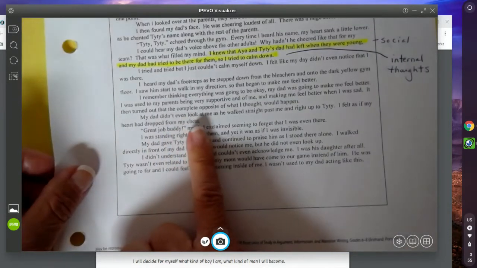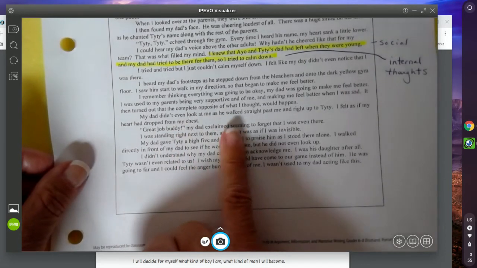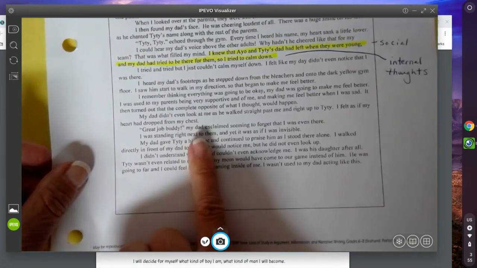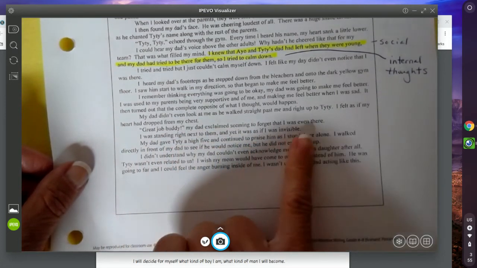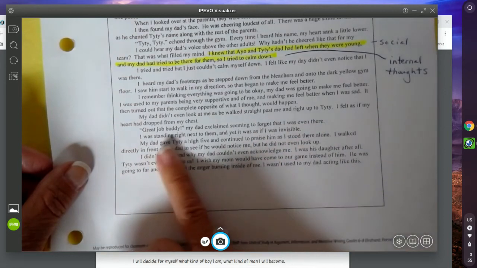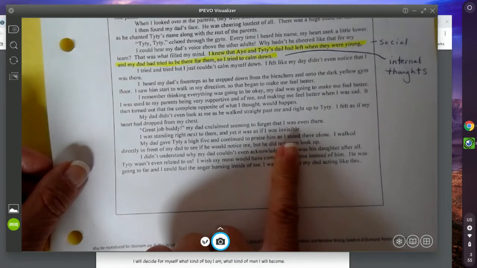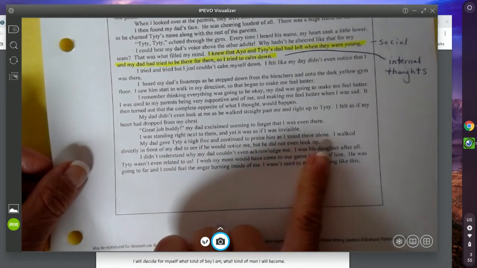My dad didn't even notice. Oh, sorry, I lost my place. My dad didn't even look at me as he walked straight past me and right up to Tidy. I felt as if my heart had dropped from my chest. "Great job, buddy," my dad exclaimed, seeming to forget that I was even there. I was standing right next to them, and yet it was as if I was invisible. My dad gave Tidy a high five and continued to praise him as I stood there alone.